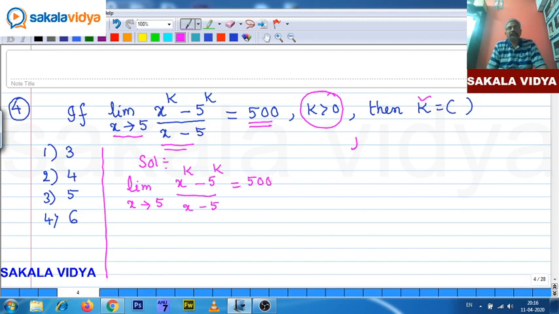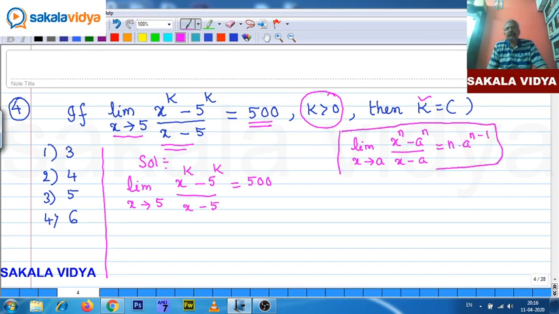See, we have the formula: limit x tends to a, x to the power of n minus a to the power of n by x minus a, that is n into a to the power n minus 1. This is the basic first fundamental formula. So, this can be written as k into 5 to the power of k minus 1 equal to 500. So, just better verify the options now.